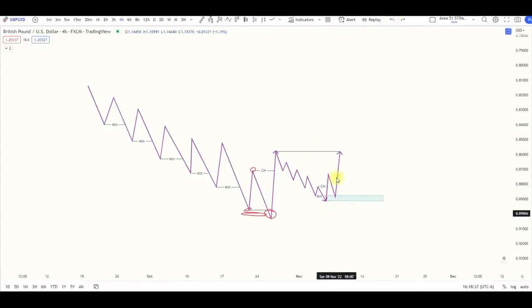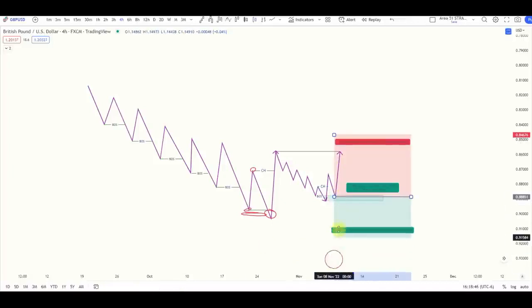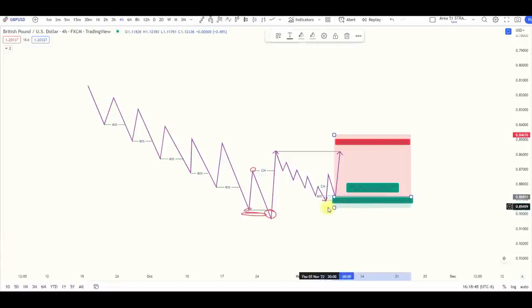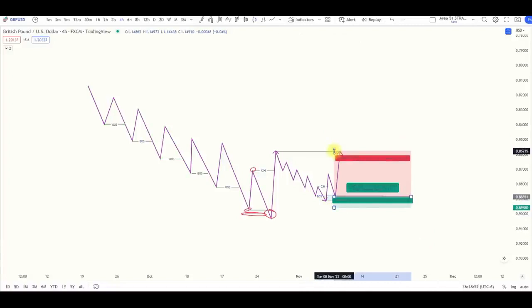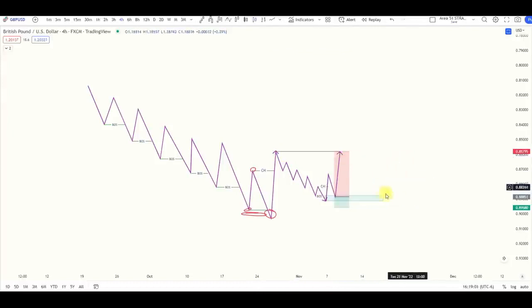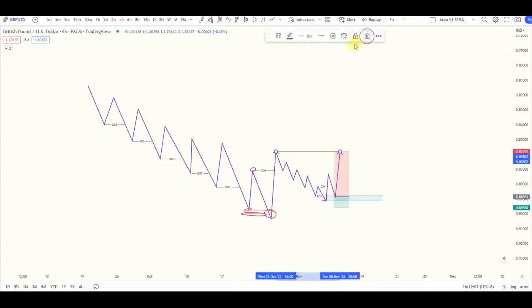All right, so now that we have the confirmation, we enter the trade right there. Put our stop loss below there, a couple of pips, and then target the previous higher highs, which is right there. Beautiful trade. Boom. So this is the smart money concept. Very, very easy.